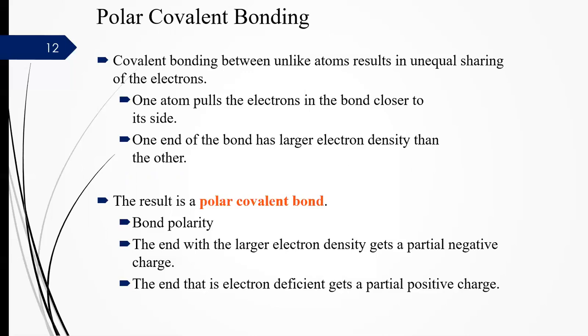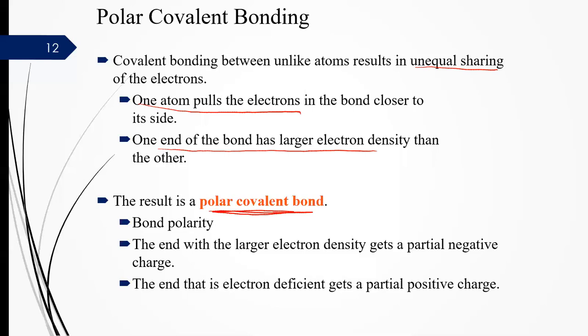Now, when we have a covalent bond where it's balanced, then those atoms can result in an equal share. But in polar covalent bonding, there's unequal sharing of the electrons. That means one atom pulls the electrons closer than the other side. So one end of the bond has a larger electron density than the other because it has a stronger attraction to those electrons. This is called bond polarity, and this is the creation of a polar covalent bond.